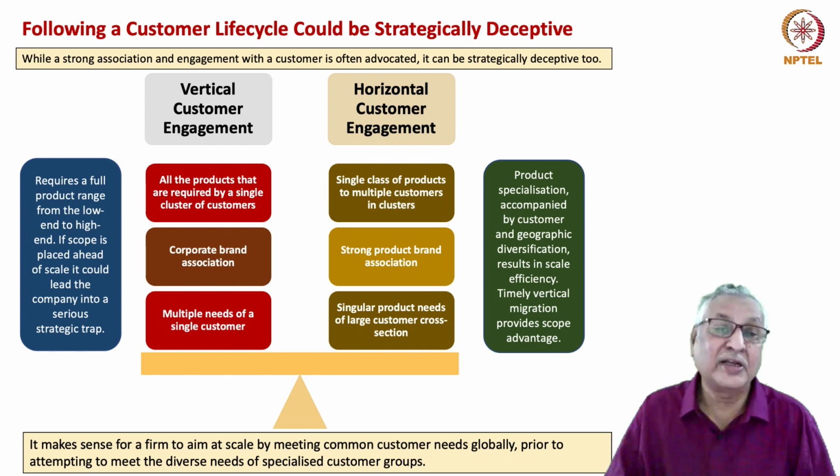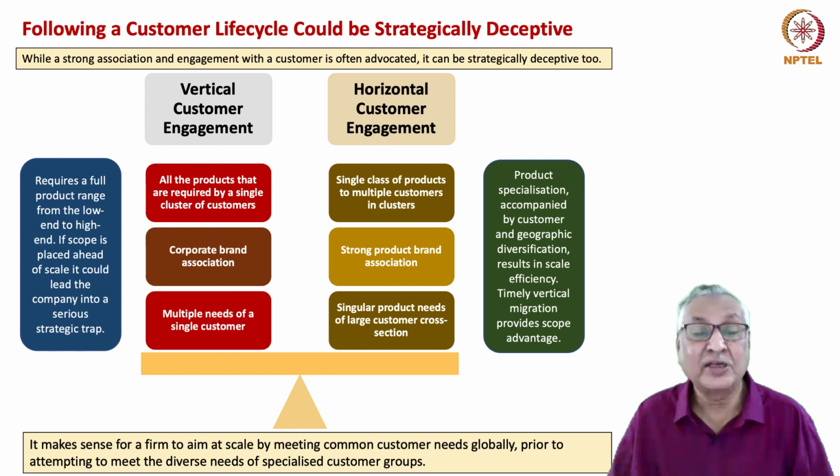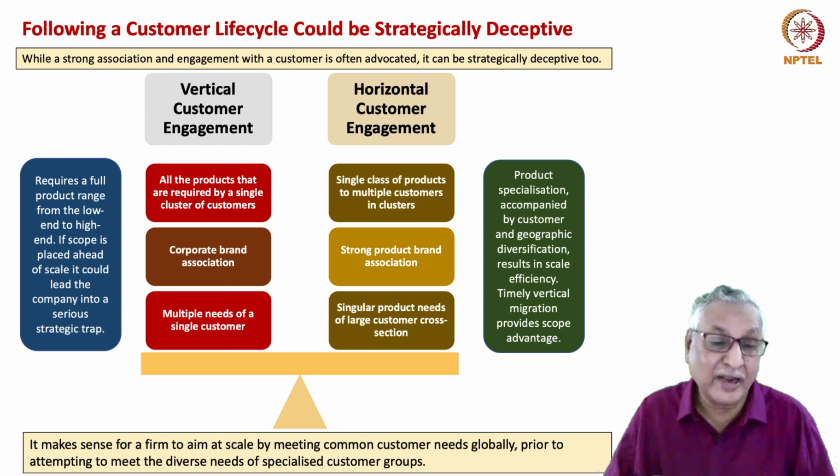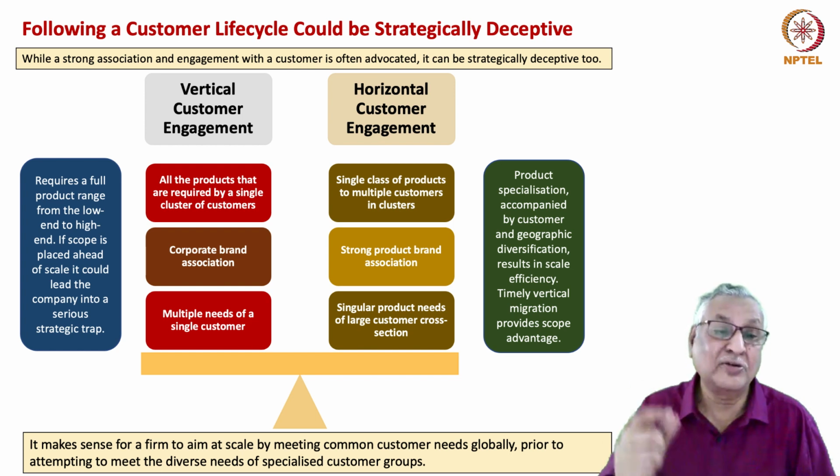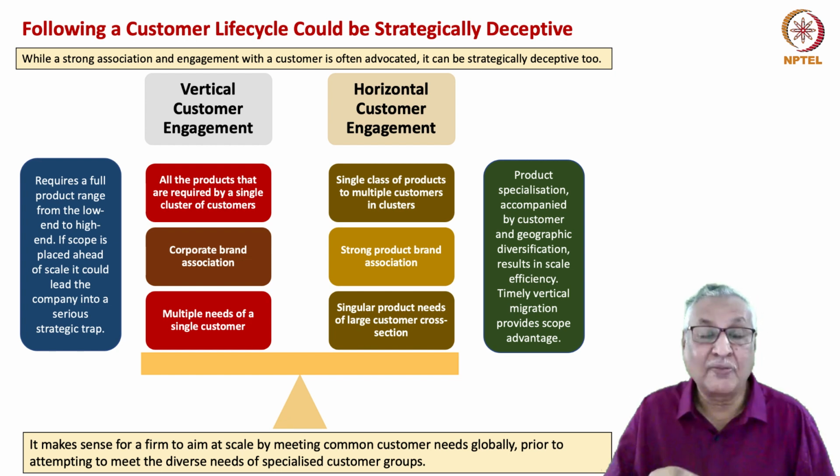So, if you want to be engaged vertically with customers across, let us say, all the income groups, you require a full product range from the low end to the high end. And if scope is placed ahead of scale, it could lead the company into a serious strategic trap. Why? You are trying to make a product for everybody in the income value chain or in the customer characteristic circularity, and that would impose significant complexities as well as costs on the manufacturing and supply chain systems of the company.